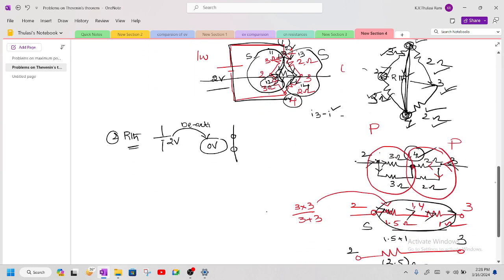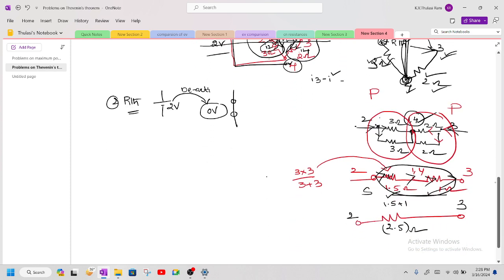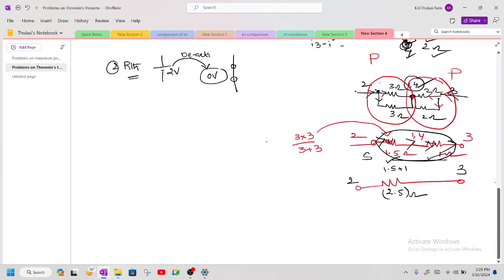This 3 and 3 are connected in parallel. These 2 and 2 are connected in parallel. When they are of equal values, the result is half of that magnitude. So this is nothing but 1.5 plus 1. You are going to get it as 2.5. So this is the Thevenin's equivalent circuit.